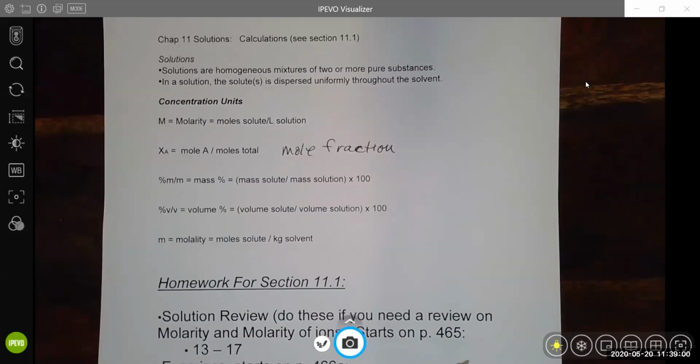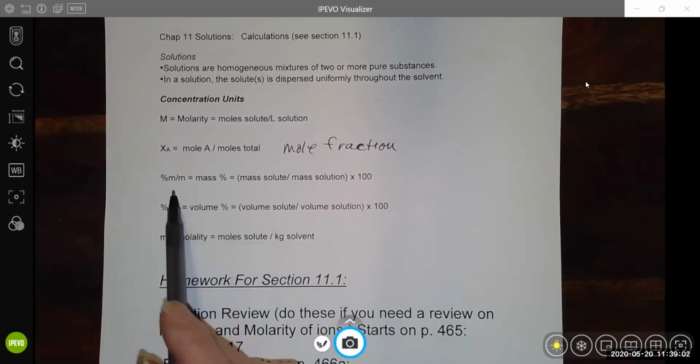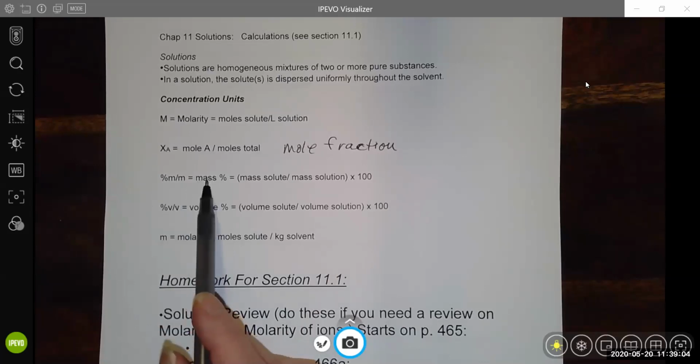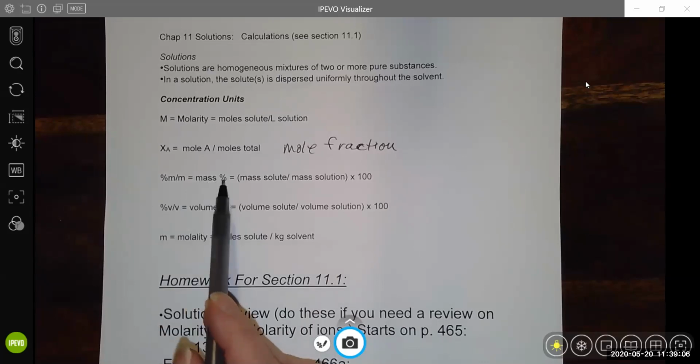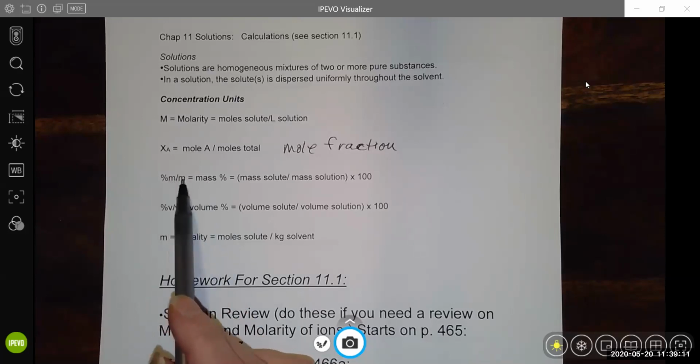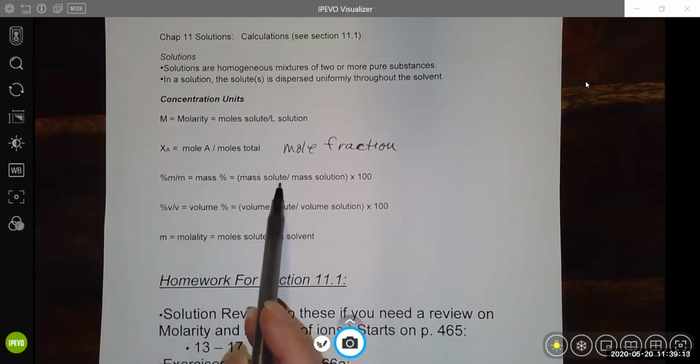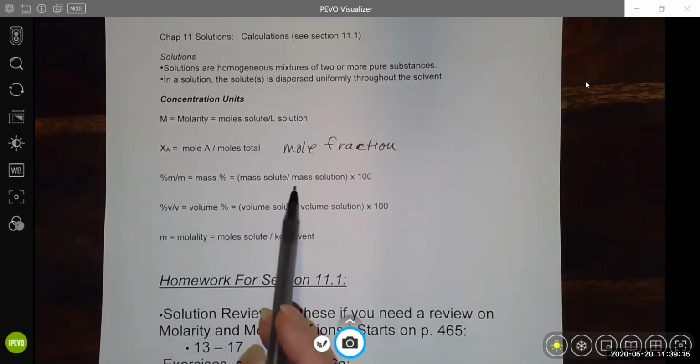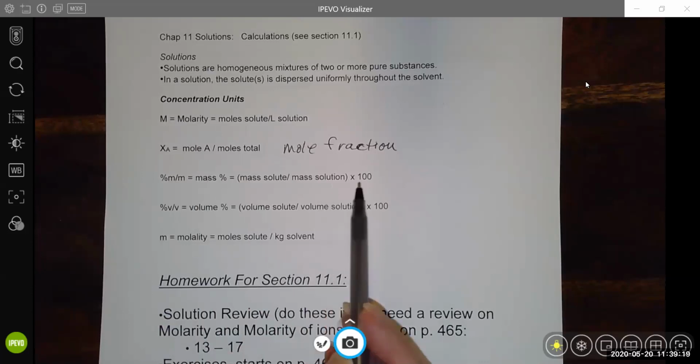Another way to express concentration is just to do it as a percentage. You can do percent by mass, so a mass percent. Percent M over M means mass over mass. The way you do that is you take the mass of the solute divided by the mass of the whole solution, and then times 100 to give percent.